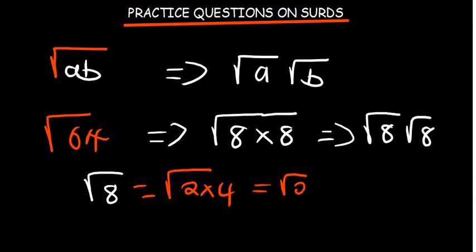Which is going to simplify to root of 2, root of 4. So the root of 4 is known. It is a 2. So we have 2, then root of 2. So root 2 is what we're calling a surd. We can simplify it. Okay, what else can we say?